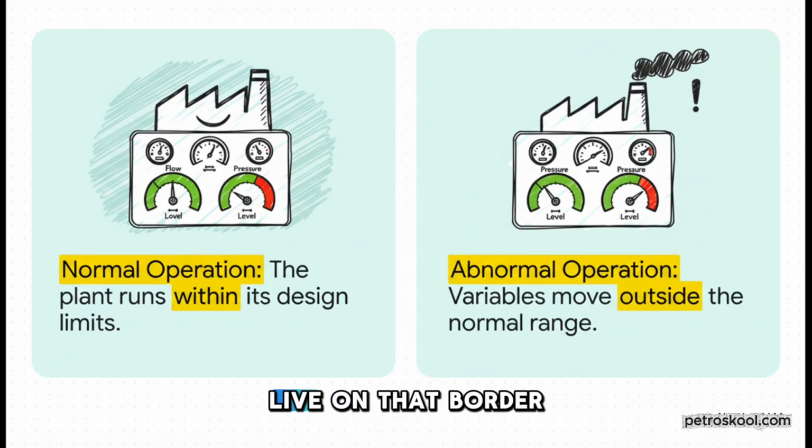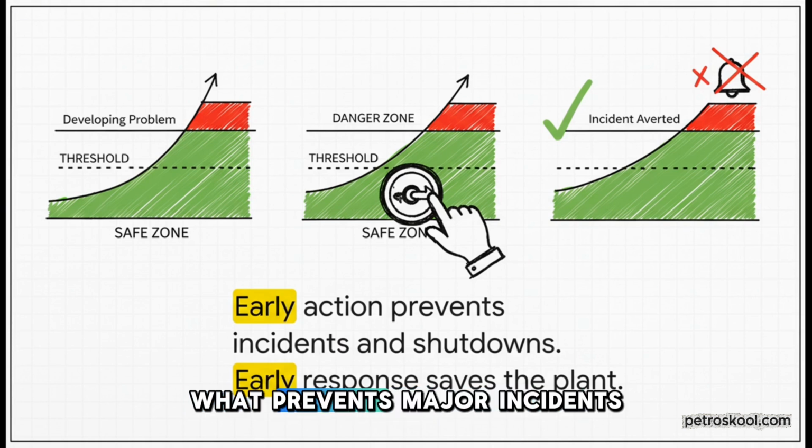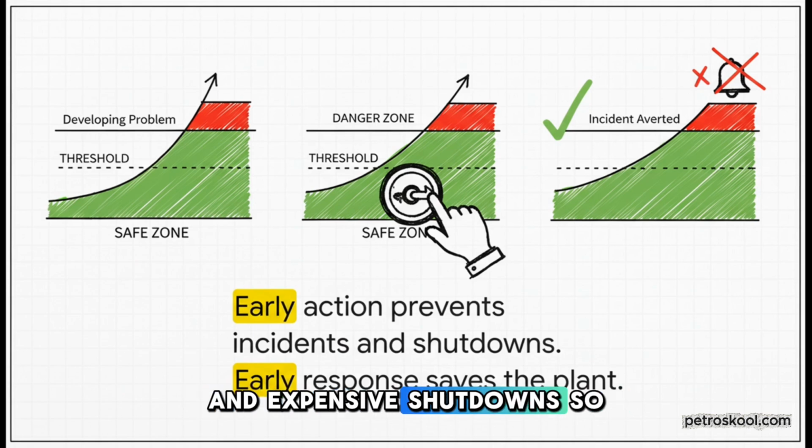Your job is to live on that border, always watching for that very first sign that something is starting to go off track. And you know, this is what separates a good operator from a truly great one. A great operator doesn't just wait for alarms to start screaming at them. They see a variable trending in the wrong direction and they act before it becomes a real problem. That kind of early smart action is exactly what prevents major incidents and expensive shutdowns.